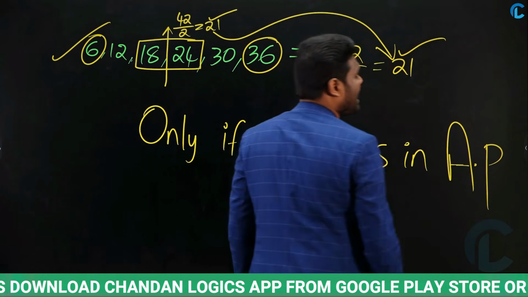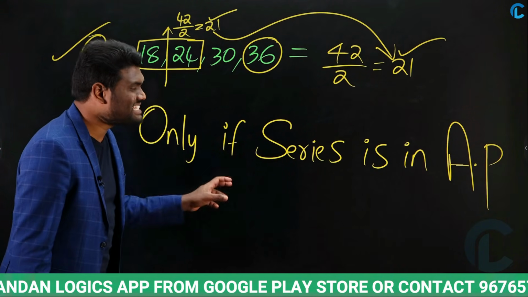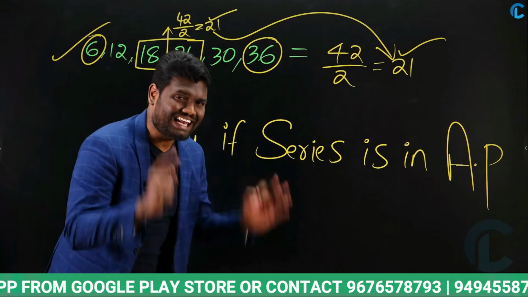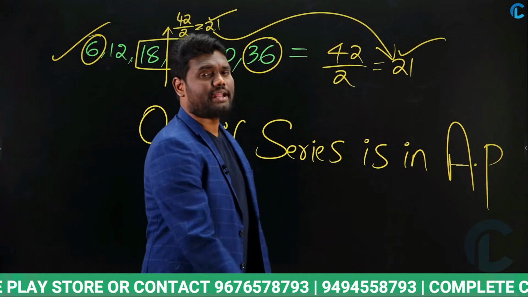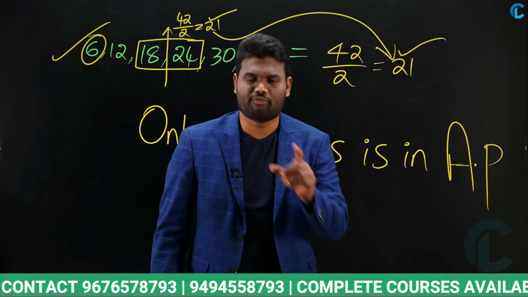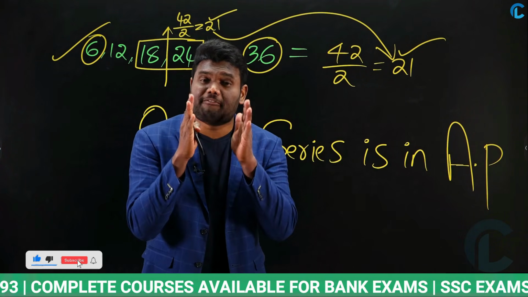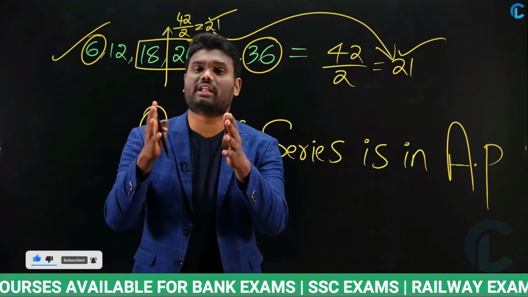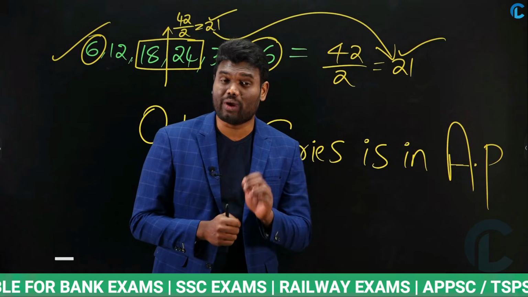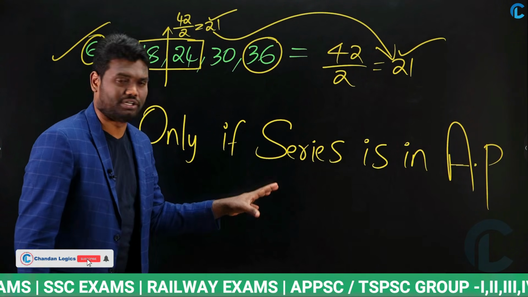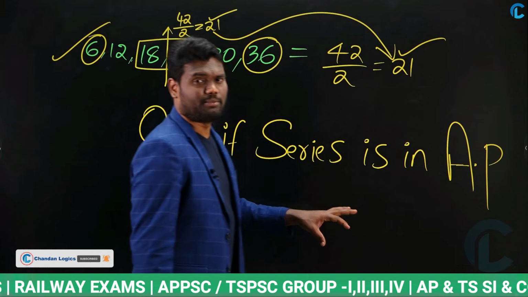What do you mean by AP? Arithmetic progression. If the series is in arithmetic progression, only then can you say that the average is nothing but the middle term when you have an odd number of terms, and the average is nothing but the average of the middle 2 terms when you have an even number of terms. Already I told you what is meant by arithmetic progression.